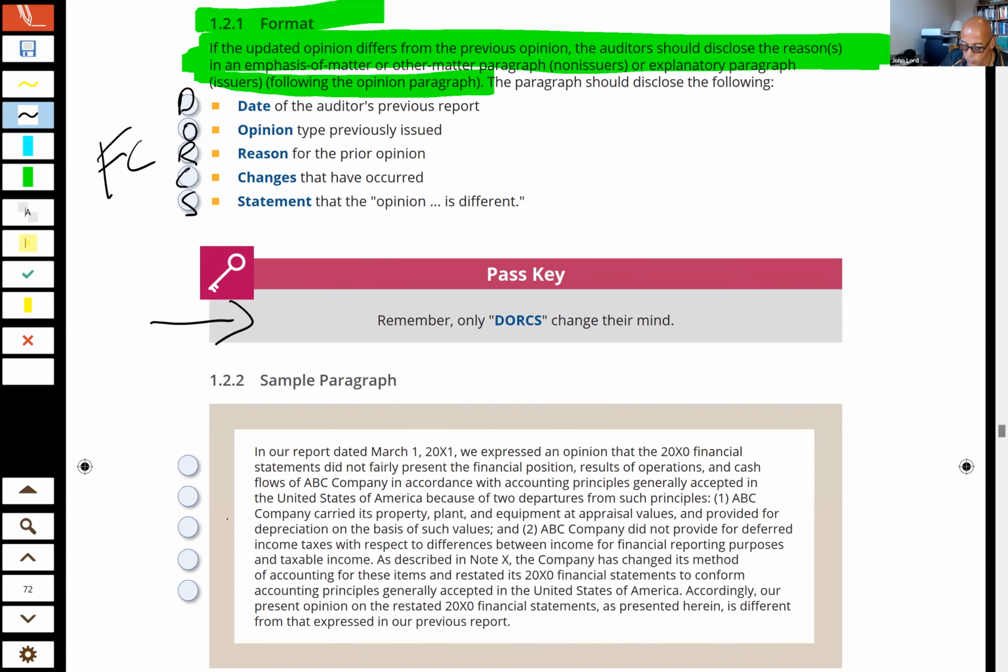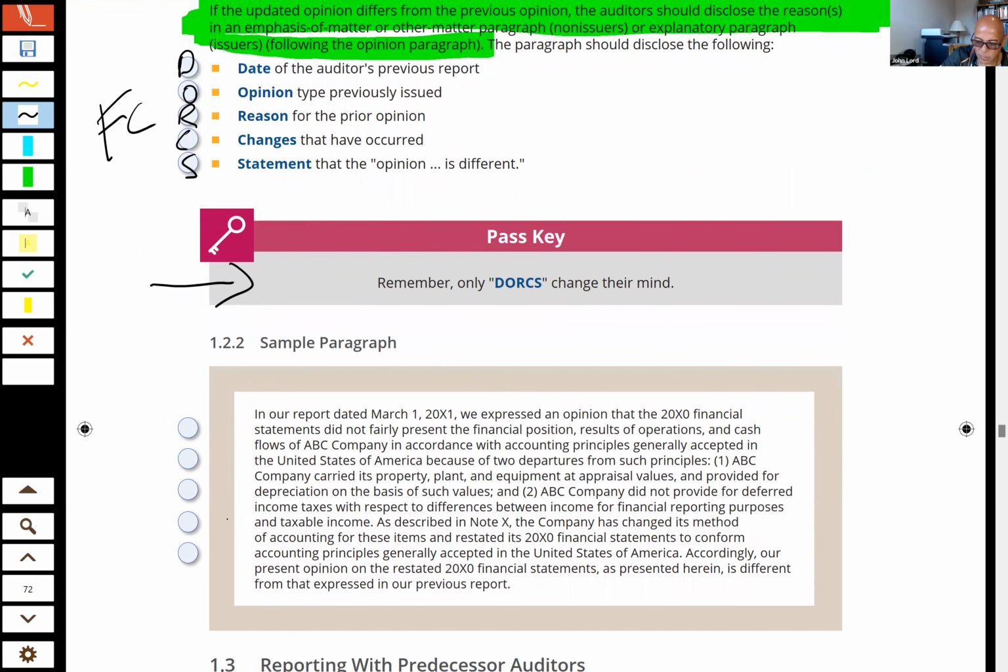Okay, so only dorks, though, changed their mind, okay? And what we would do is we would add the emphasis of matter / explanatory paragraph. And we would add that to the otherwise unmodified, which is now an unmodified opinion. We changed our mind. Facts have arisen that have caused us to go from what was before a, say, qualified opinion. Our reasons: the reasons for the prior opinion, they didn't capitalize some leases. The changes: they fixed it, and a statement that now our opinion, instead of being qualified, is now unqualified. An example that we're giving.